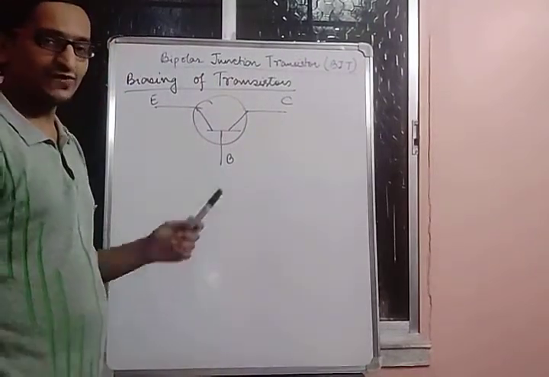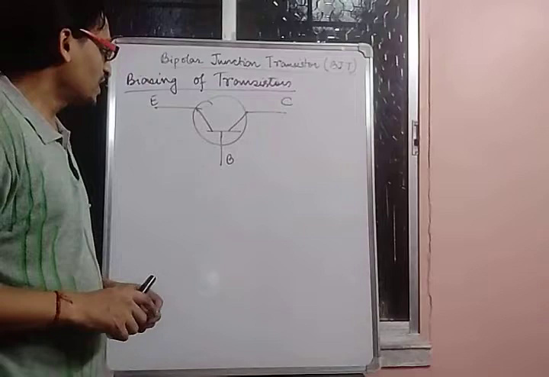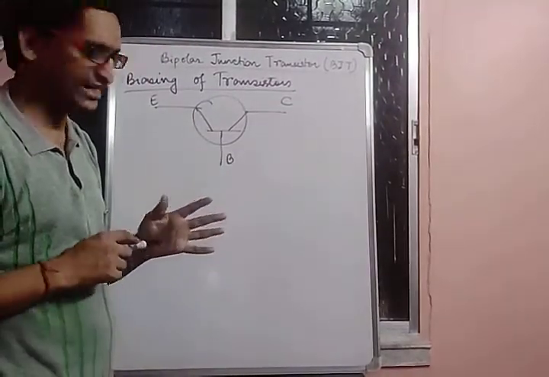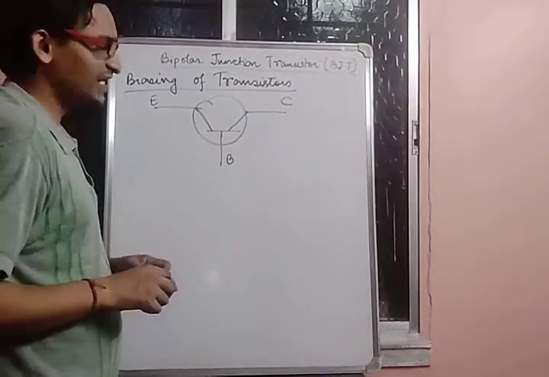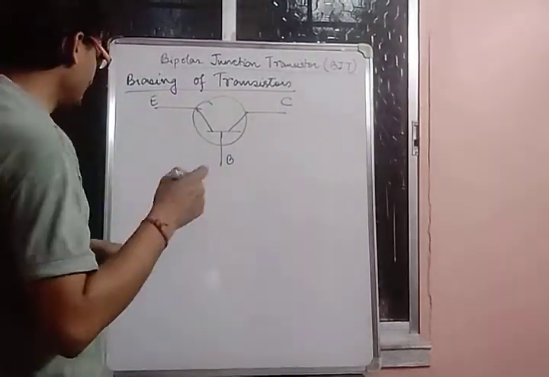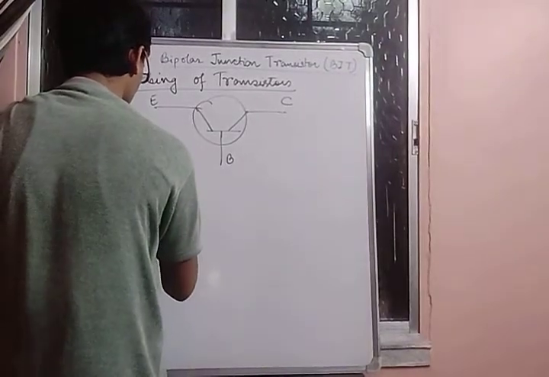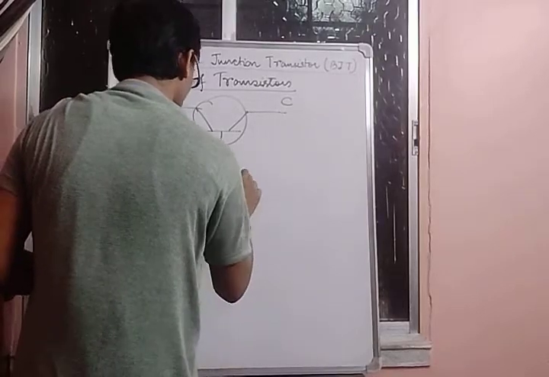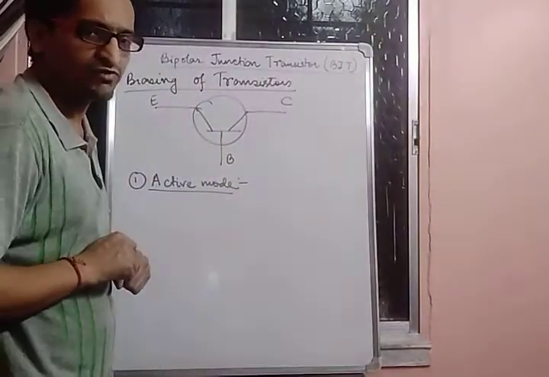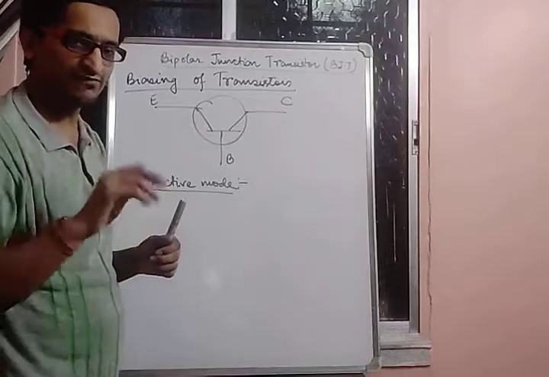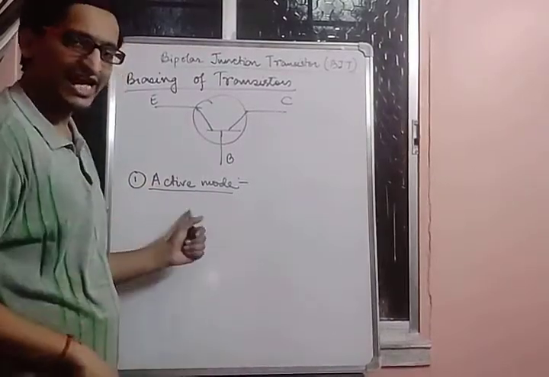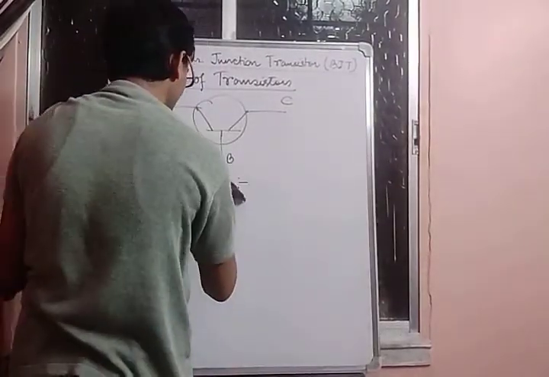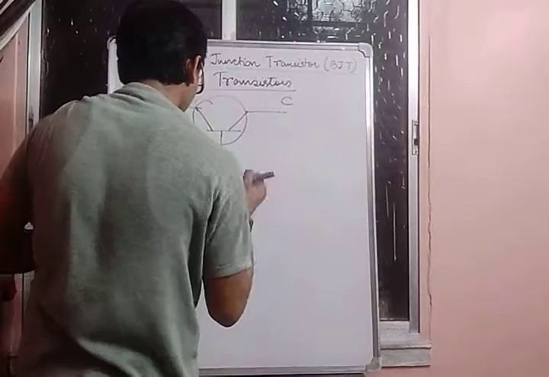Now, as far as biasing of this transistor is concerned, how can we bias them? There are basically four regions of operation for a transistor. First one is the active mode, or rather it is better if you call it the active region. There are four regions.